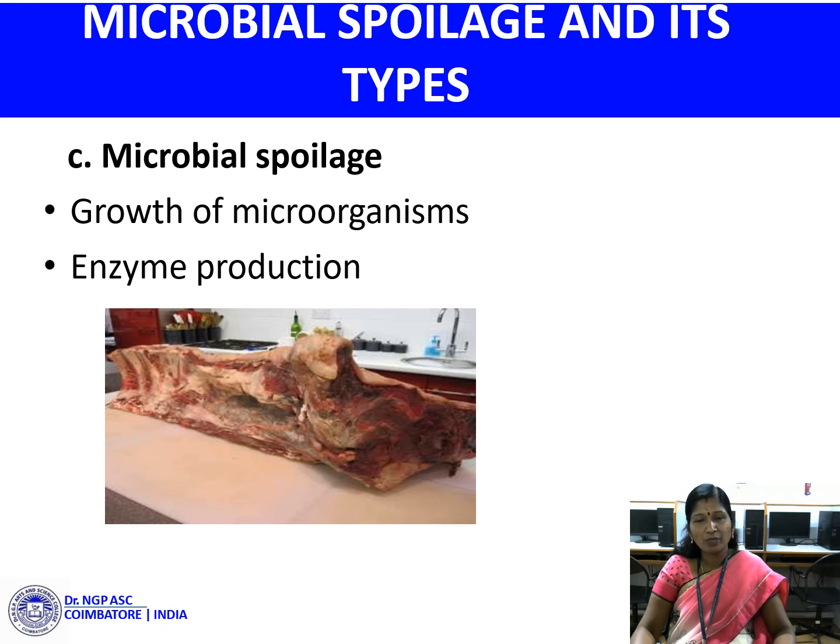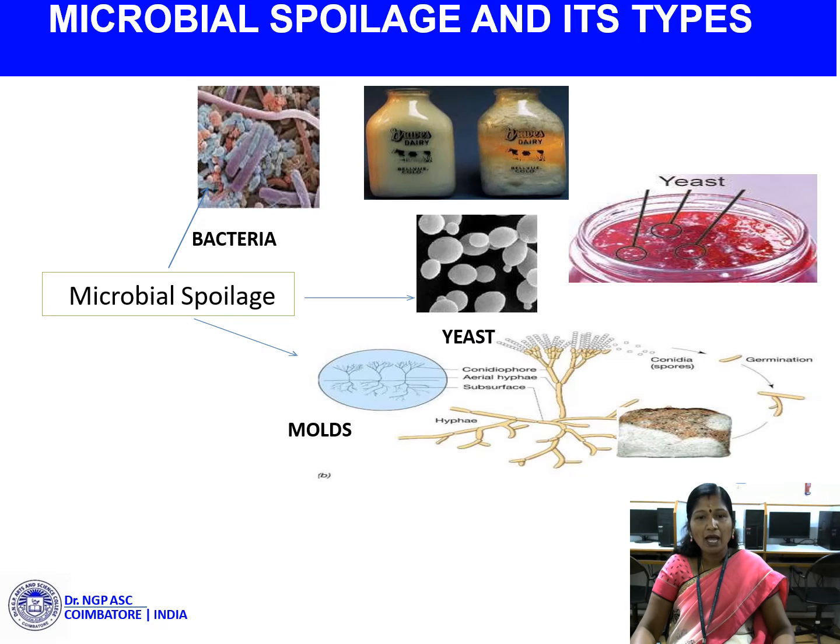Microbial spoilage takes place as a result of the growth of the microbes. And the next one is enzyme production by these microbes. So this one we call microbial spoilage. What are the different types of microbes that cause spoilage of food? It is by bacteria, by molds, and by yeast. All these different types of microbes play a major role in causing the spoilage of food.